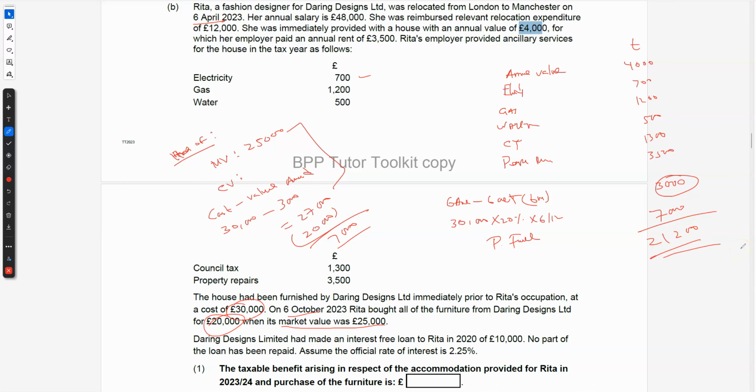That's it. So be very careful with this calculation when the employee received the furniture as a gift or purchased it. Make sure you remember that. This is very common in the exam. All right, let's move on to the next one.